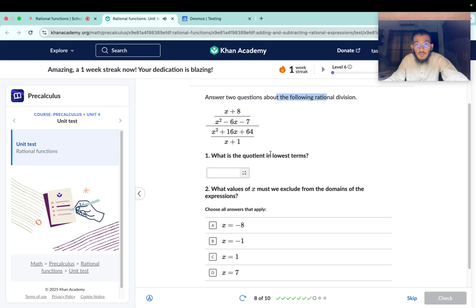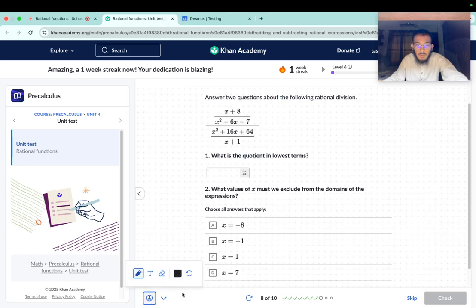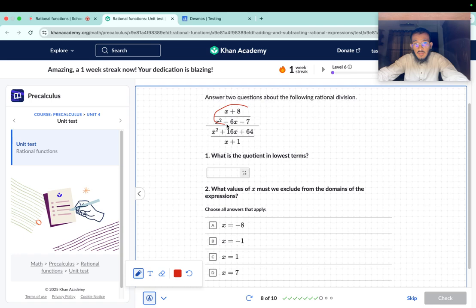Answer to questions about the following rational division. What is the quotient in lowest terms, which means we have to divide it? And what are the values of x? Okay, we'll deal with that later. First, we're going to find the quotient. So if this thing is divided by this thing, what happens is when we multiply, it gets flipped. It gets reciprocal. So x plus 1 comes here, and this thing comes down.